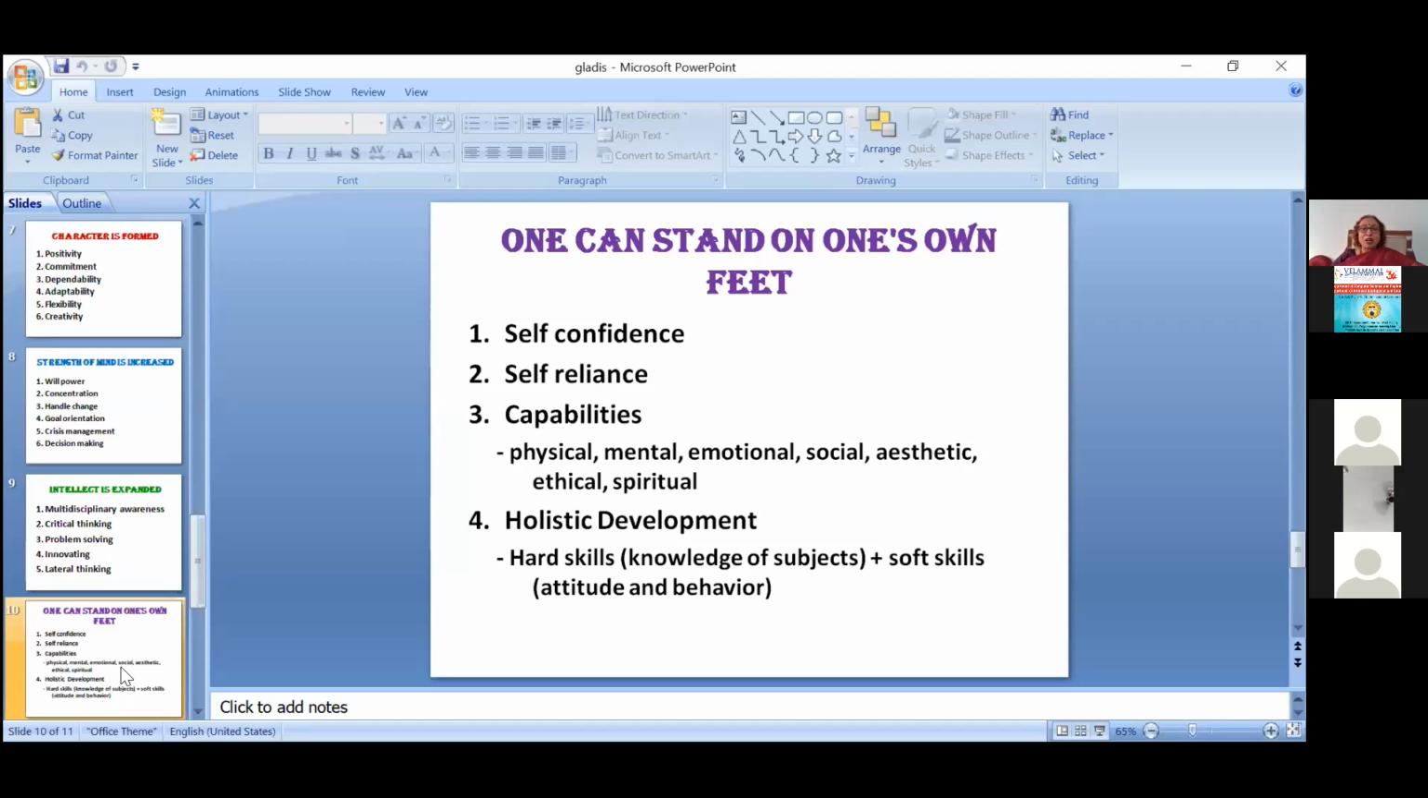So standing on our own feet means being fully balanced. If you have one foot smaller than the other foot, you will always be unsteady. So to be steady, we require both feet. What kind of both feet do we require? We require hard skills and soft skills. We require capabilities from the body up to the spirit. We require belief in ourselves, not always saying, I'm useless, I'm good for nothing. And then we also require self-dependence.